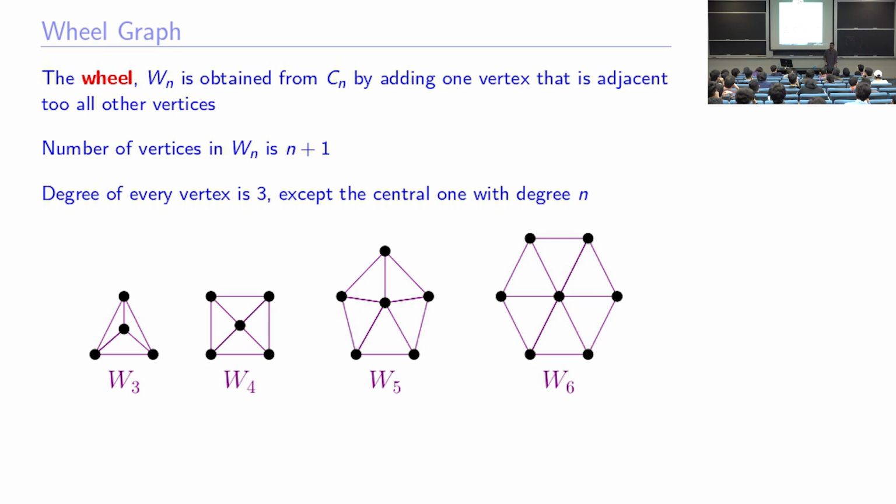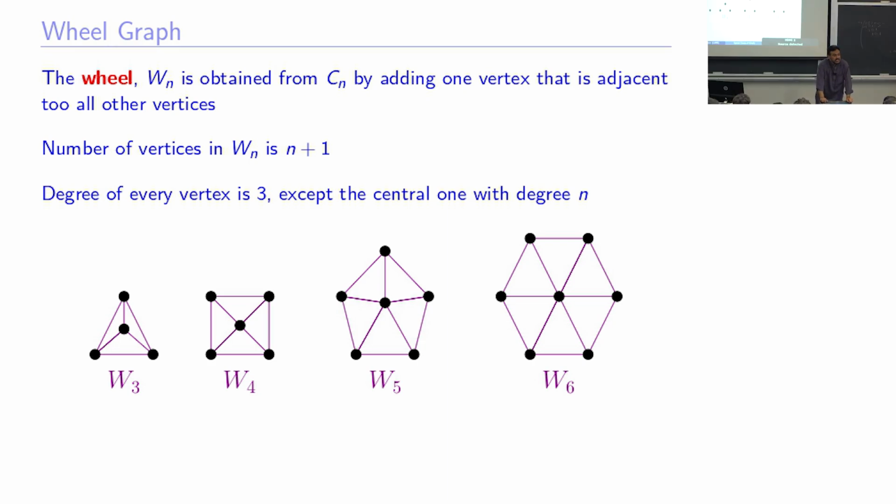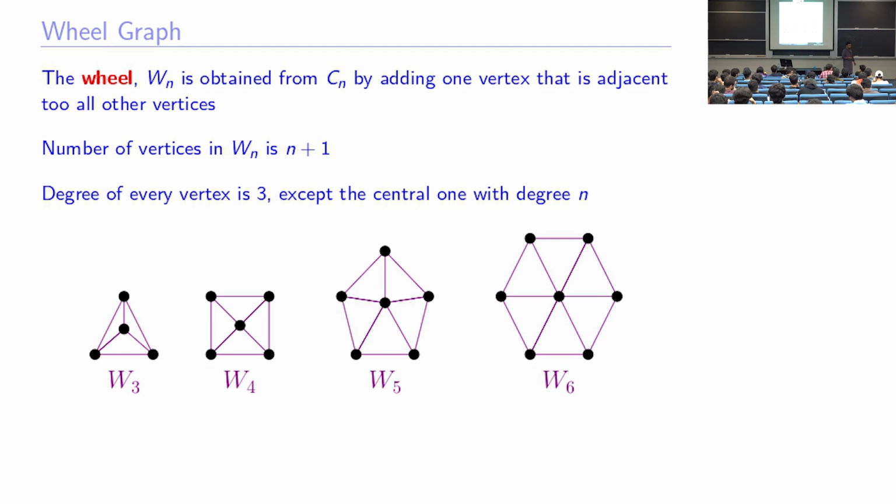And what is the degree of the hub? If the wheel has n plus 1 vertices, what is the degree of the center vertex? N, right? It's not adjacent to itself, it's adjacent to every other. What is the degree of any of the other n vertices? 3, right? 2 was in the cycle and 1 is now the center. Yes? Go ahead.